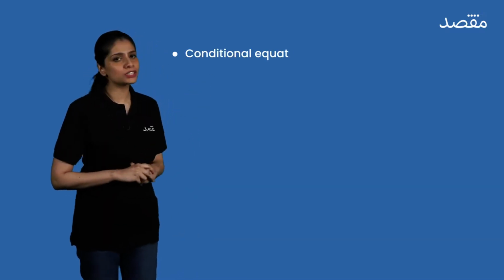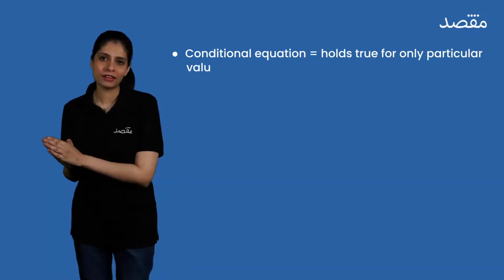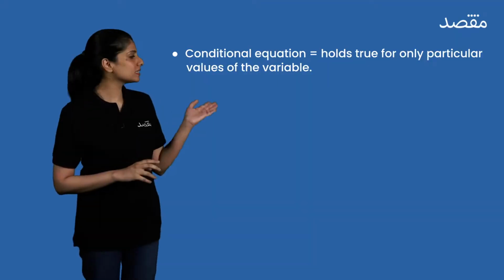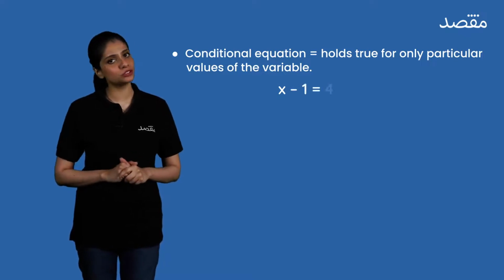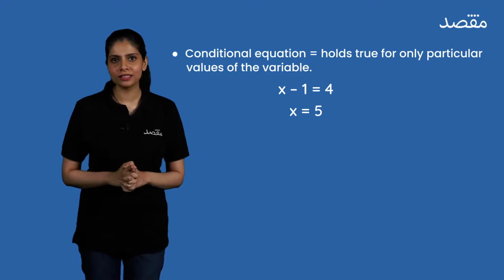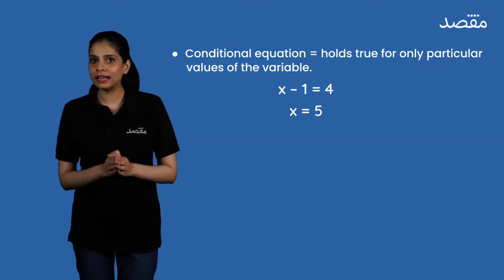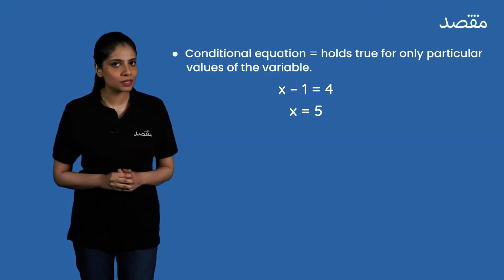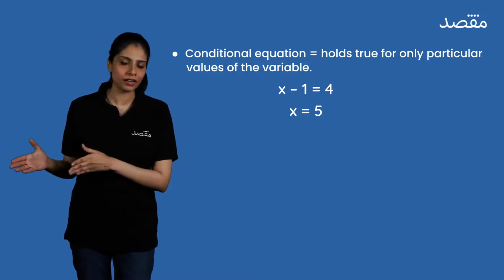The conditional equation holds true for only particular values of the variable. जैसे कि हमारे पास है x minus 1 is equal to 4. That can only be true for x is equal to 5. x में आप 7 डालें या 9 डालें तब वो आंसर तो नहीं आएगा हमारे पास, right? So it's not true for any other value.